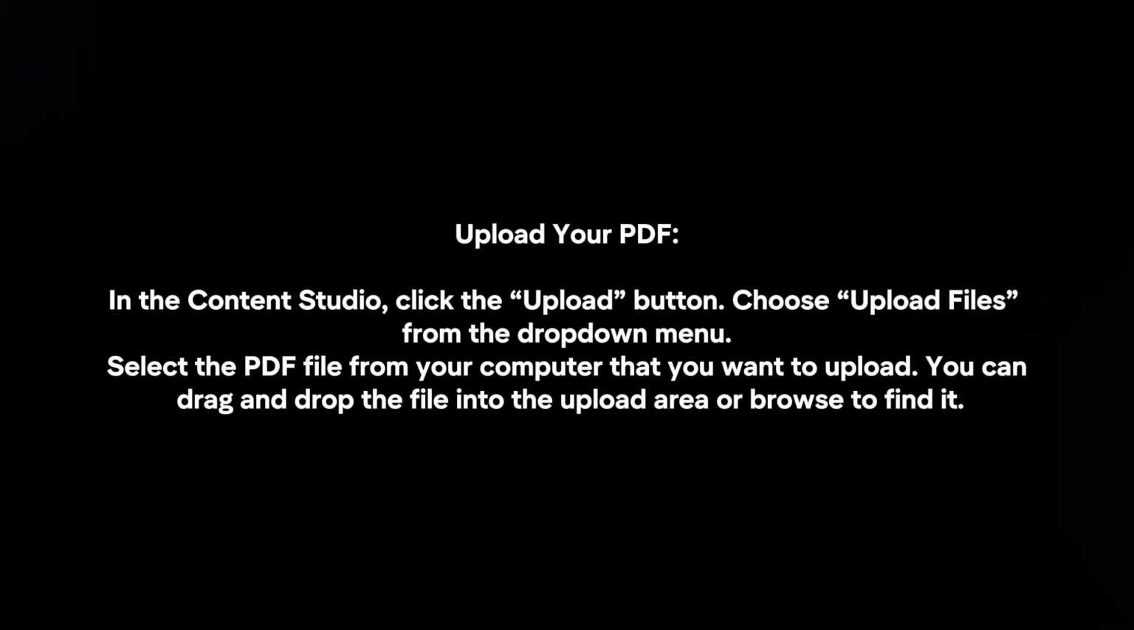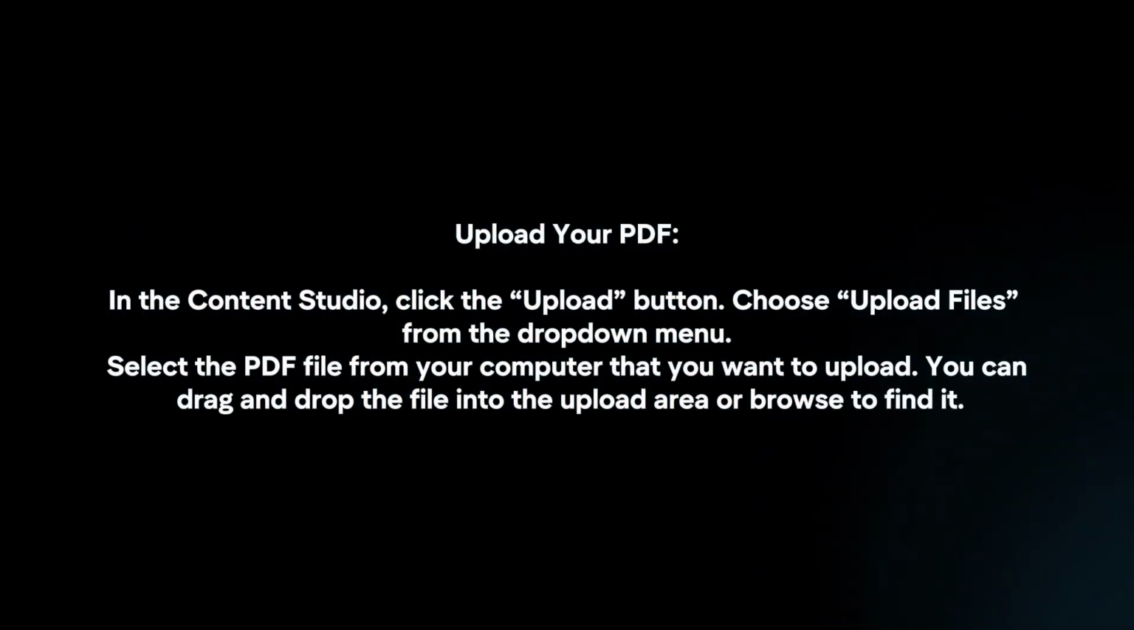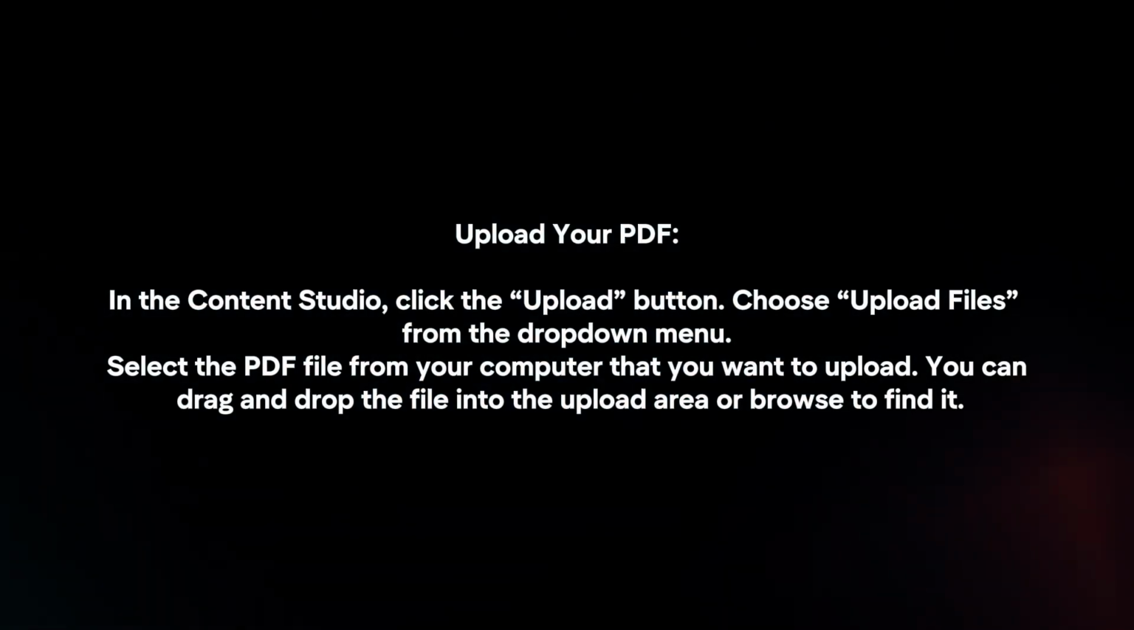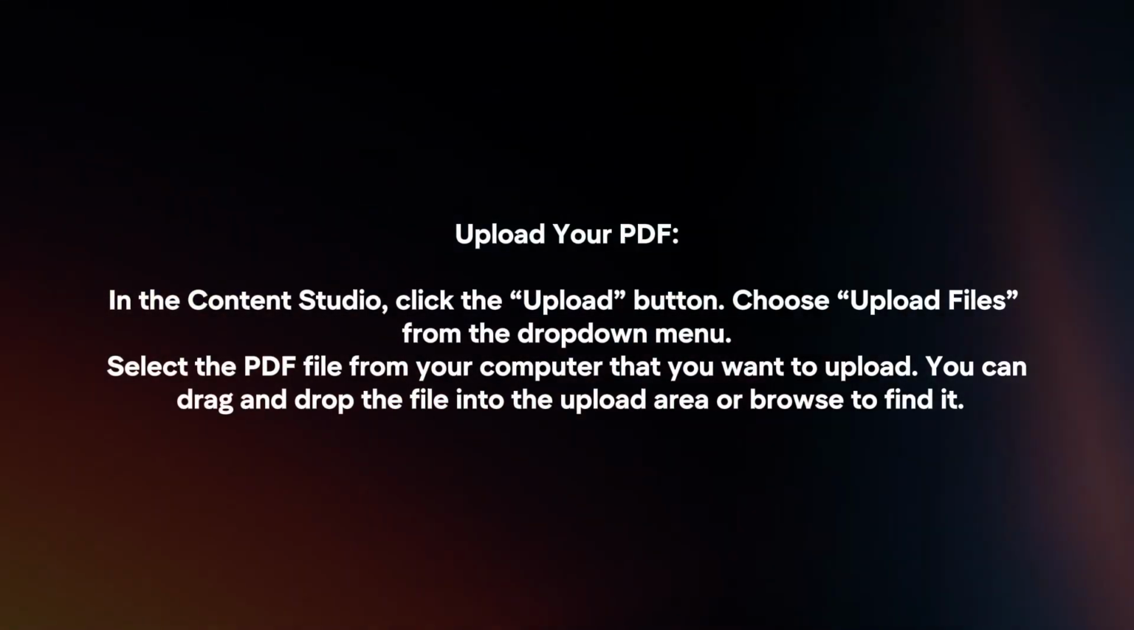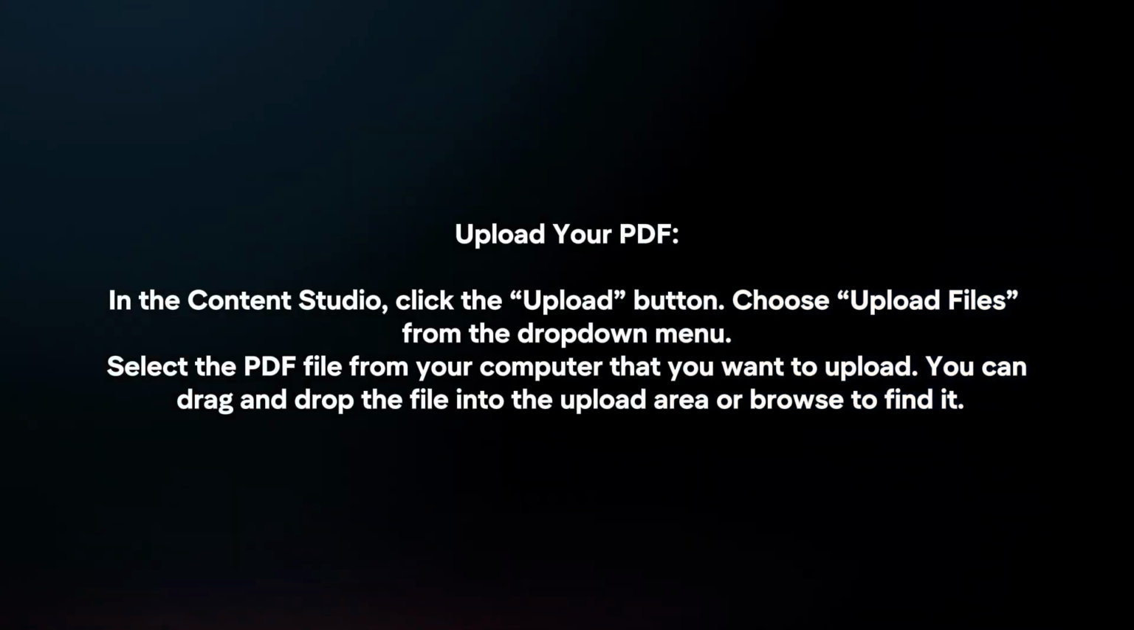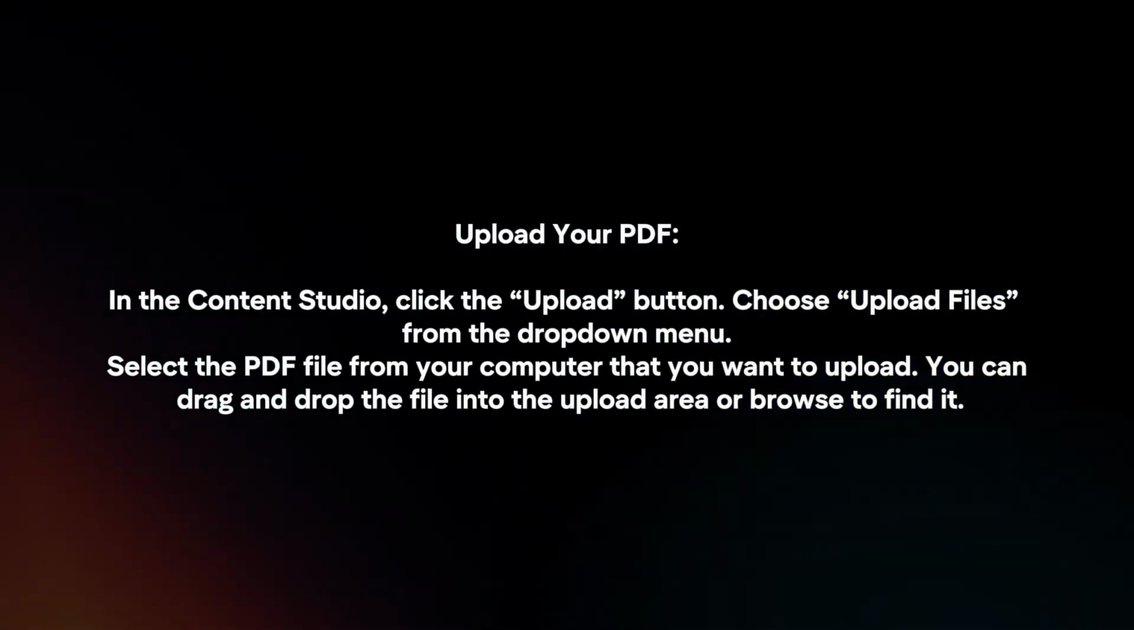Upload your PDF. In the Content Studio, click the Upload button. Choose Upload Files from the drop-down menu. Select the PDF file from your computer that you want to upload. You can drag and drop the file into the upload area or browse to find it.